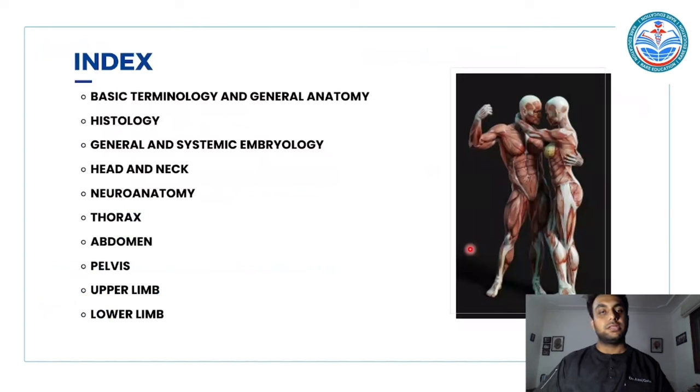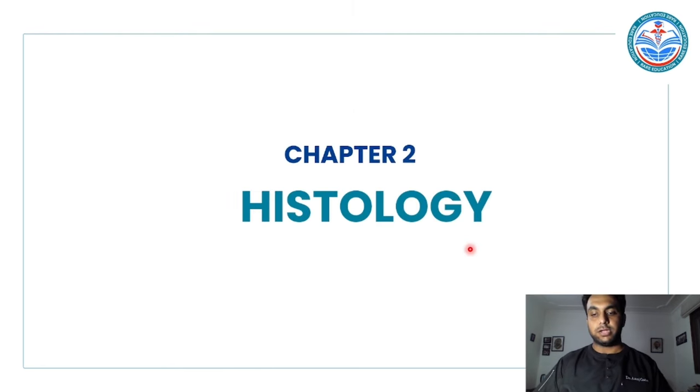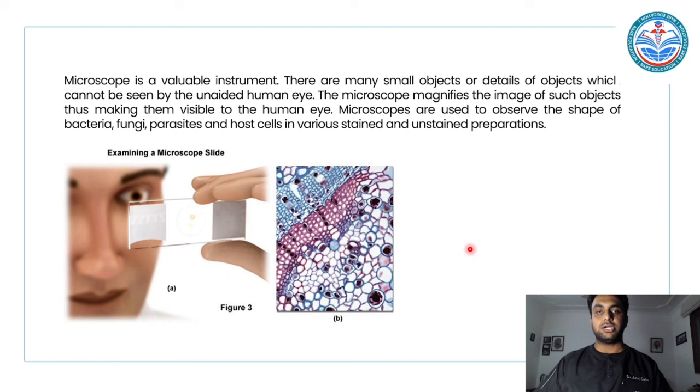So this is the second chapter of the anatomy series. The introduction chapter, the basic terminology in general anatomy, is over, and now we're studying histology. So let us start without any further ado. In chapter 2, histology, we first have to understand what histology is. Why do we need to study histology?